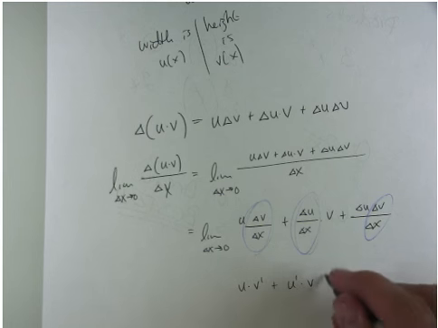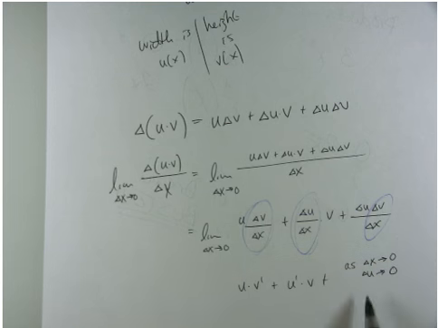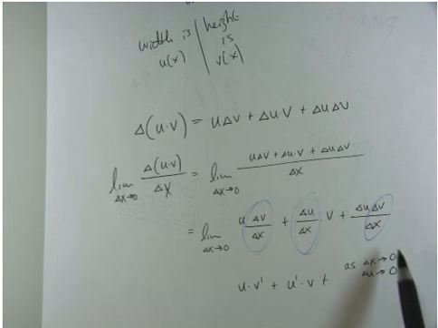And the key feature here for the third thing is that as delta x approaches 0, u will also not be changing, right? If x isn't changing, then u will also not be changing. So this third bit is going to look like 0 times whatever v prime is, which is just 0. So I don't have to worry about that third term.